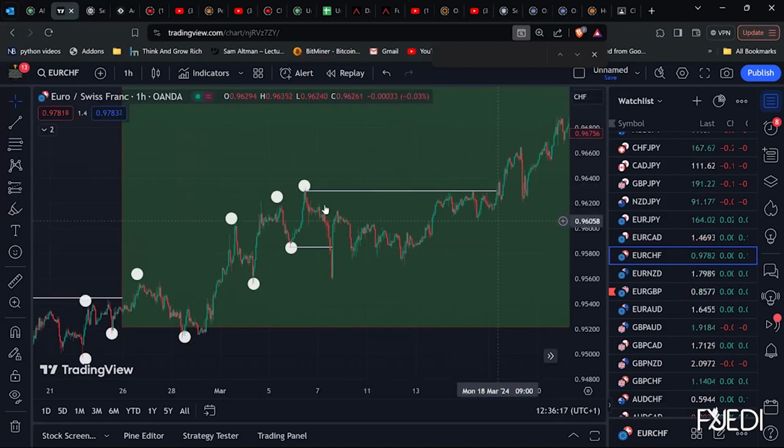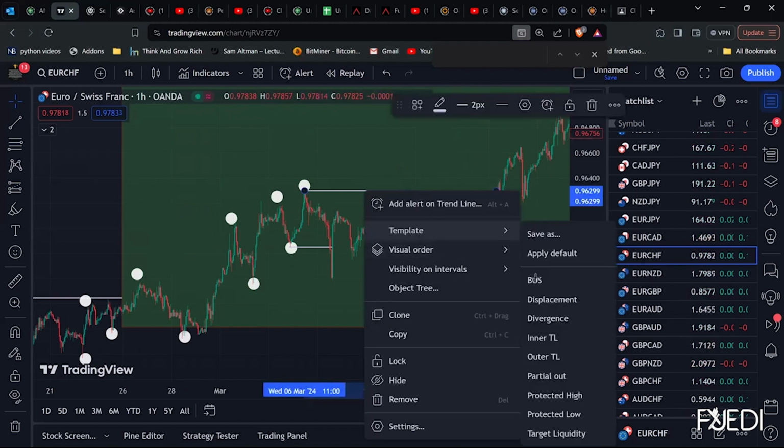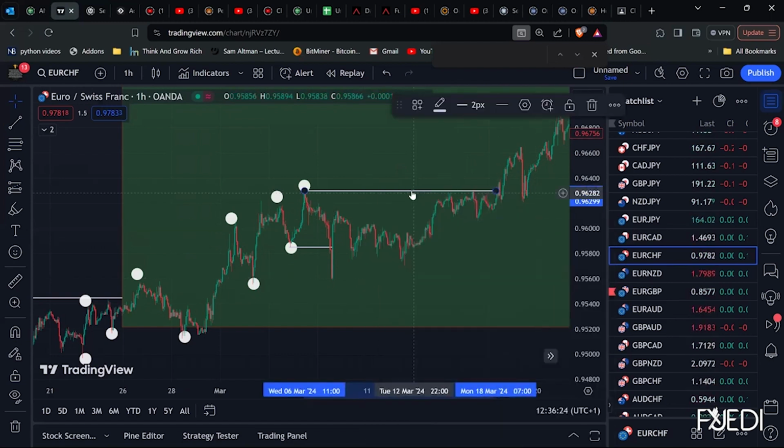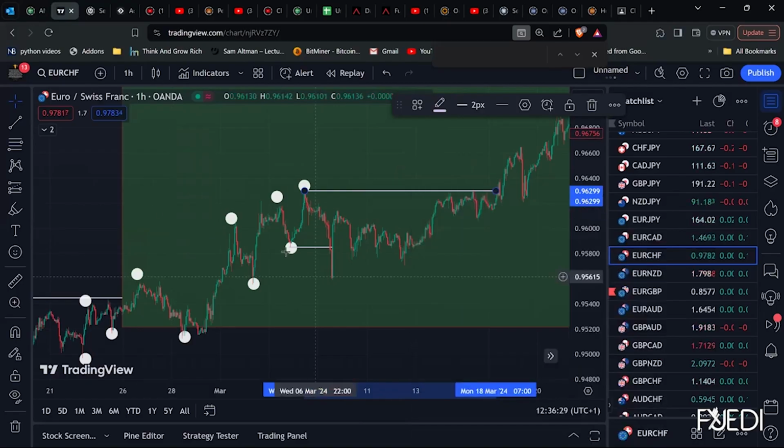So now you can see, let me just label this break of structure. Let's just label this BOS. So that's where we have a break of structure back in the direction that we are interested in looking at it from. Let's make this white.